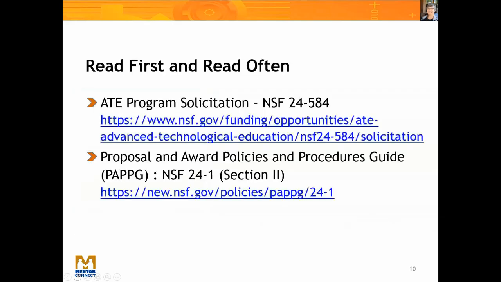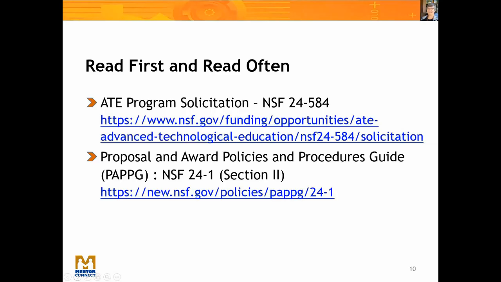There are 2 resources that you should refer to over and over again: the Advanced Technological Education Program Solicitation and the Proposal and Award Policies and Procedures Guide, known by the acronym PAPPG or PAPG or other ways people try to abbreviate it. The current program solicitation is 24-584. We recommend that you print it out, read it, and have the solicitation handy when you prepare your proposal. This advice applies to faculty who serve as principal investigators, as well as to grant professionals and the AOR who will have final responsibility for proposal submission at your institution.